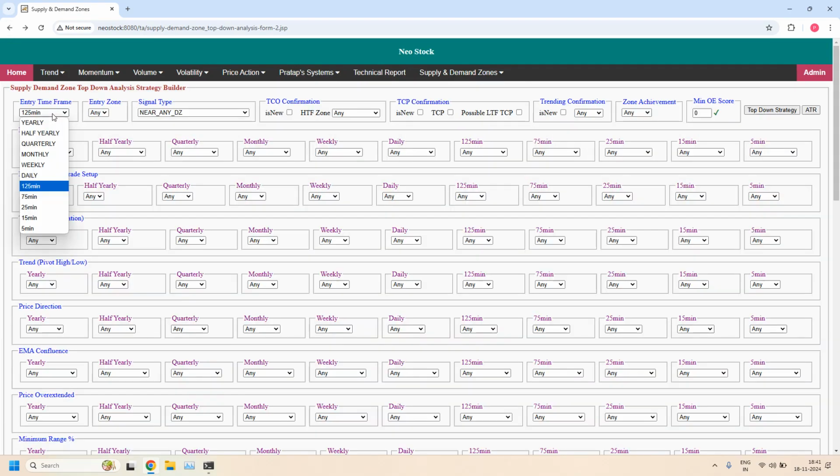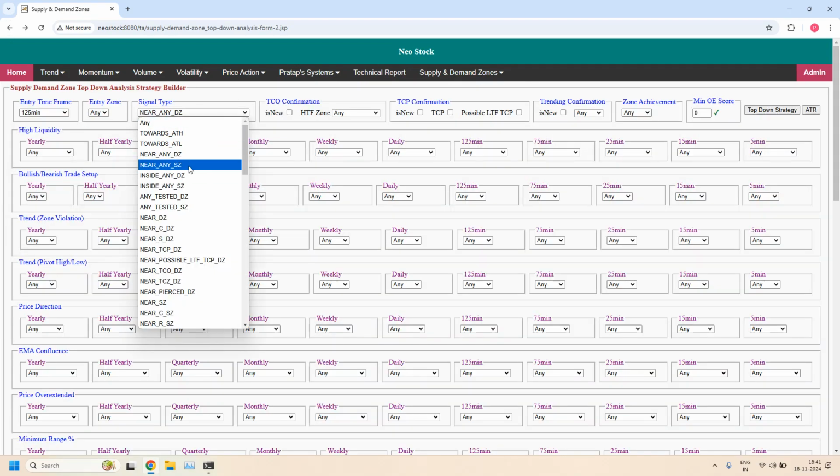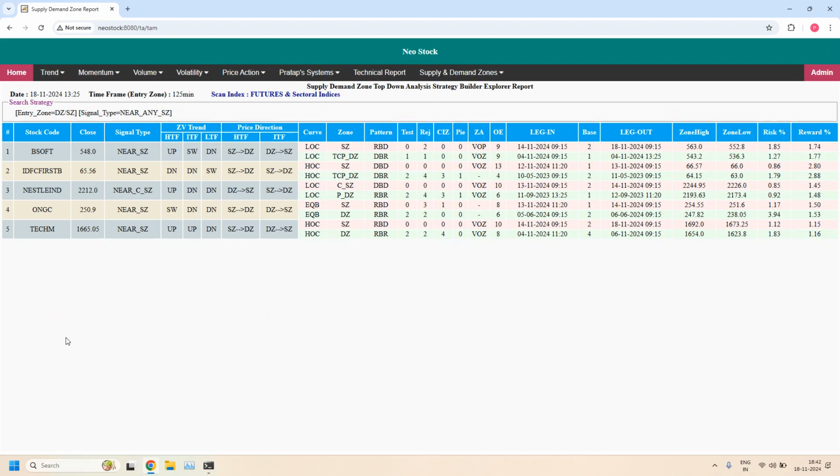Next 125 minutes time frame. Stocks near 125 minutes supply zone. We got 5 stocks.